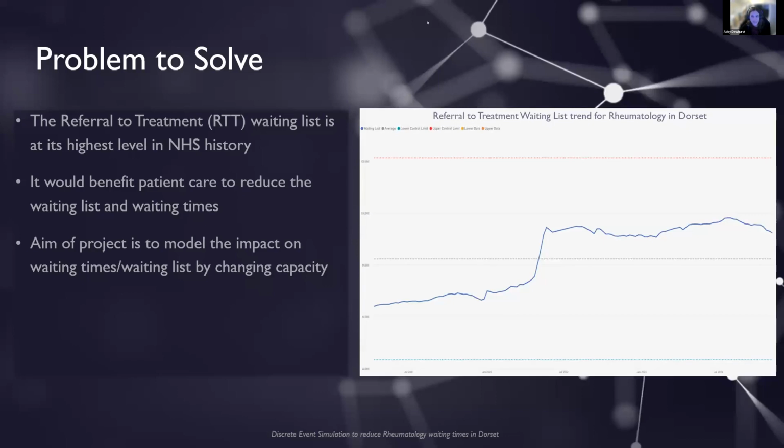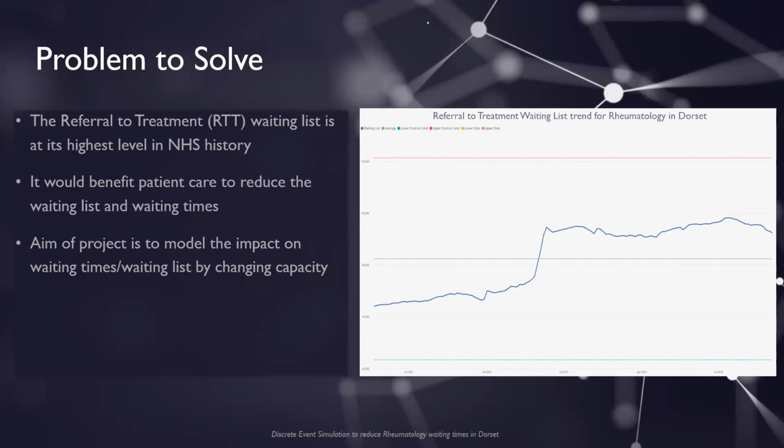So you may have seen in the news about the waiting list. They're the highest that the NHS has seen. Here in Dorset, and rheumatology as a specialty, it's no exception. We've also been impacted by this. One of the main priorities at my organisation is recovery, thus reducing the waiting list backlog and in turn improving waiting times for patients. The aim of the project was to look at what changes in capacity could be made to reduce the waiting list and waiting times in rheumatology.